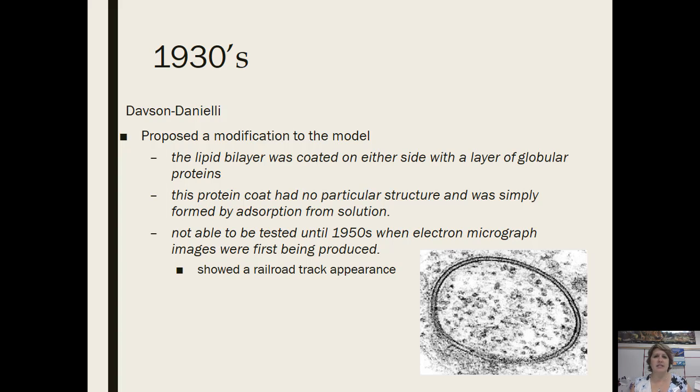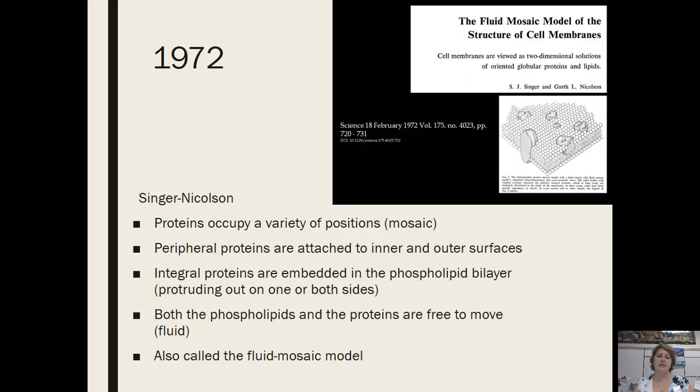So this piece of evidence, as well as some others, led another team, Singer and Nicholson, to publish an article in Science in February of 1972. And their article was called "The Fluid Mosaic Model of the Structure of Cell Membranes." They were the first to propose this idea of the cell membrane being a fluid mosaic model. They said and thought that proteins occupy a variety of positions. This was supported by that freeze fracturing technique that I mentioned just a moment ago.